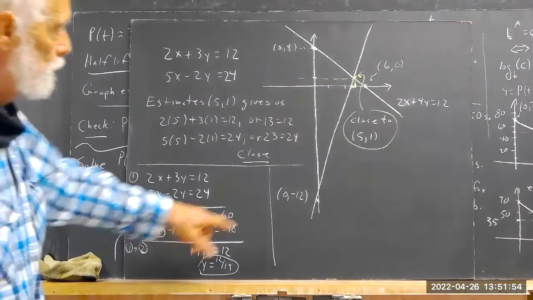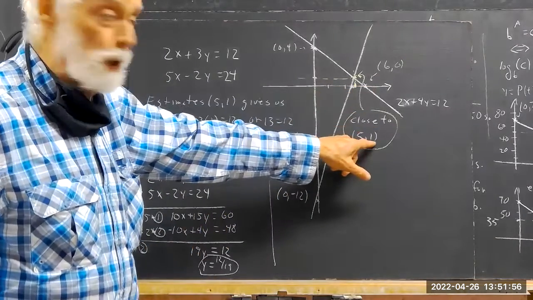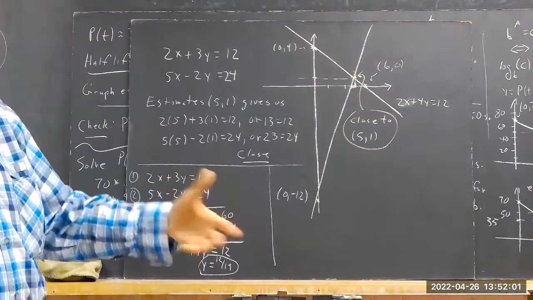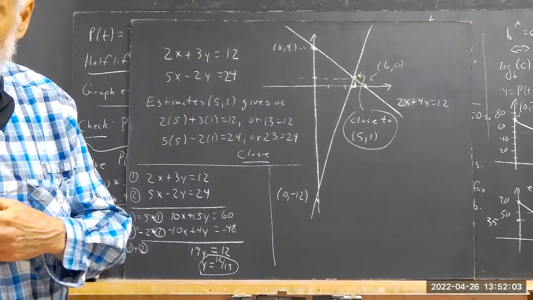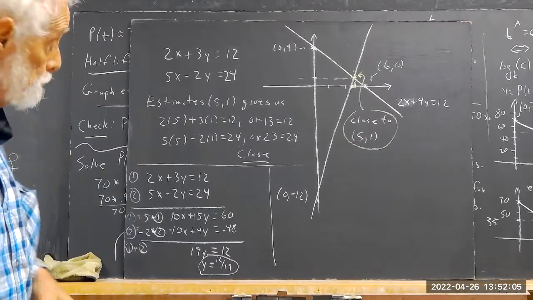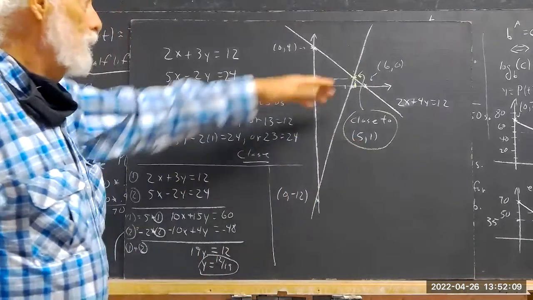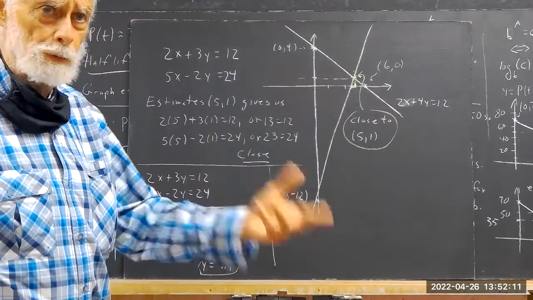Okay, now how does that agree with my estimate? I estimated the y coordinate of 1, right? 12 over 19 is about 0.6 something, right? Okay. So it's a little less than 1. I said I thought it was a little less than 1 because naturally I'm always right.